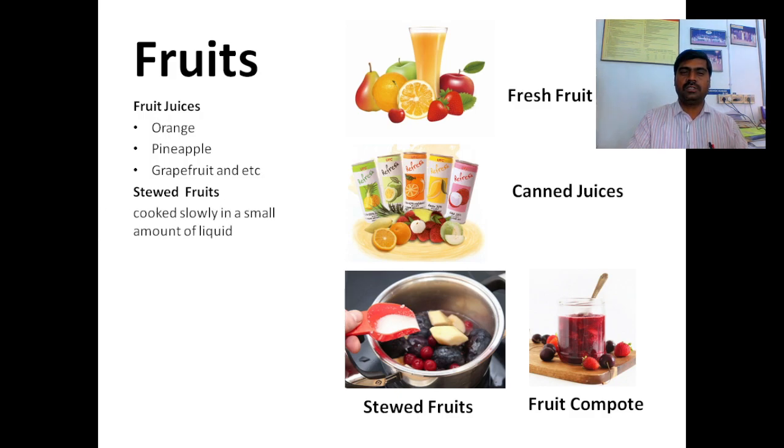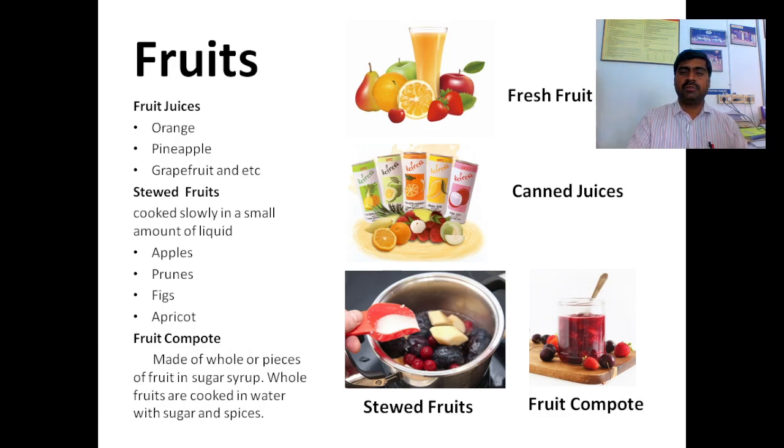Stewed fruits are cooked slowly in a small amount of liquid. Apples, prunes, figs, apricots are used to prepare stewed fruits. Fruit compote is made out of whole or pieces of fruit in a sugar syrup. Whole fruits are cooked in water with sugar and spices.